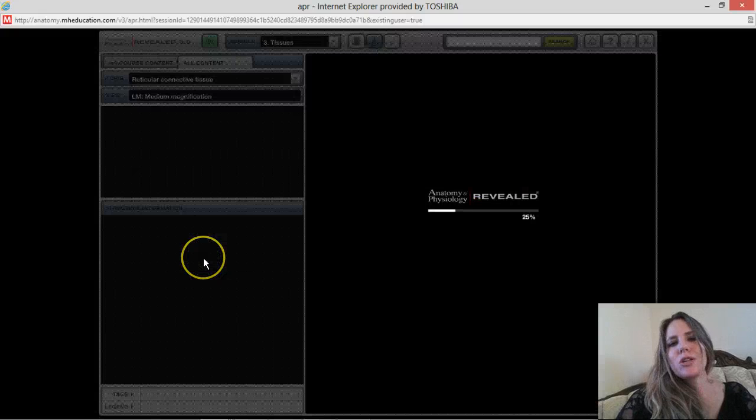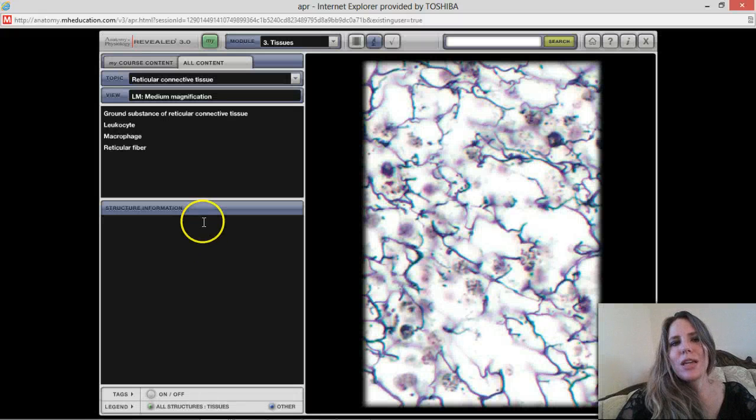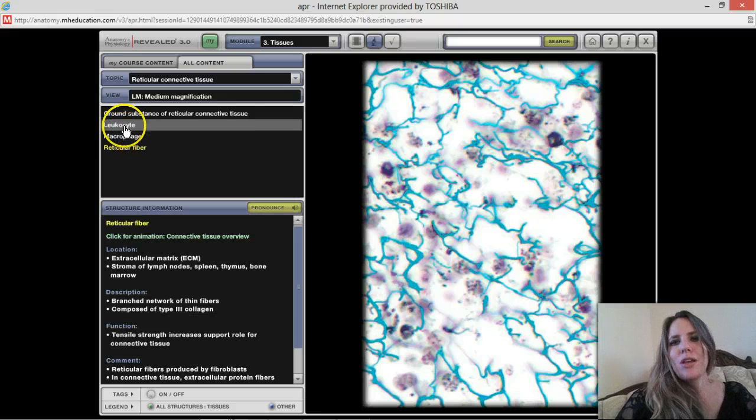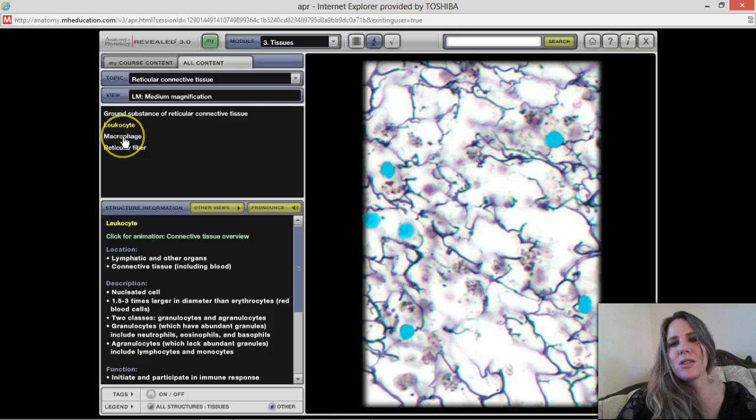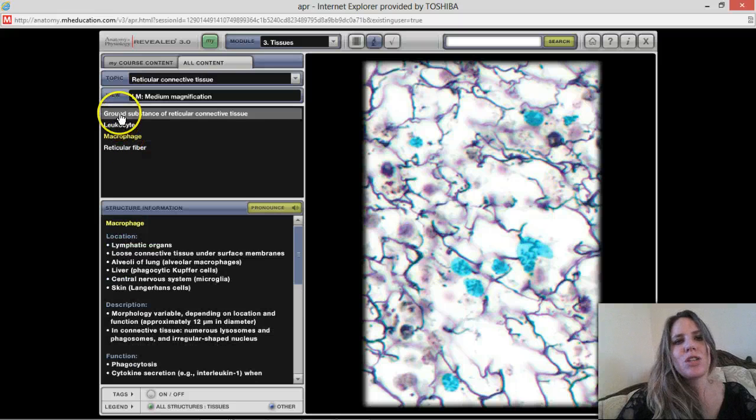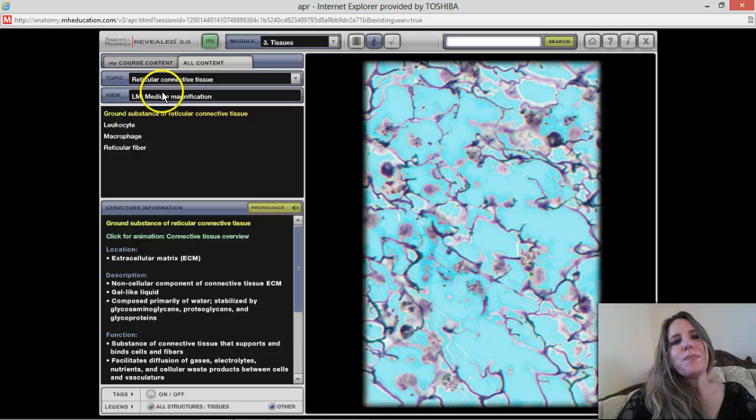Let's look at some reticular connective tissue. Okay, so again, check out that reticular fiber. Boom, those guys are all over the place. You got your white blood cells. Here's a special kind of white blood cell called a macrophage. Lots of ground substance everywhere.